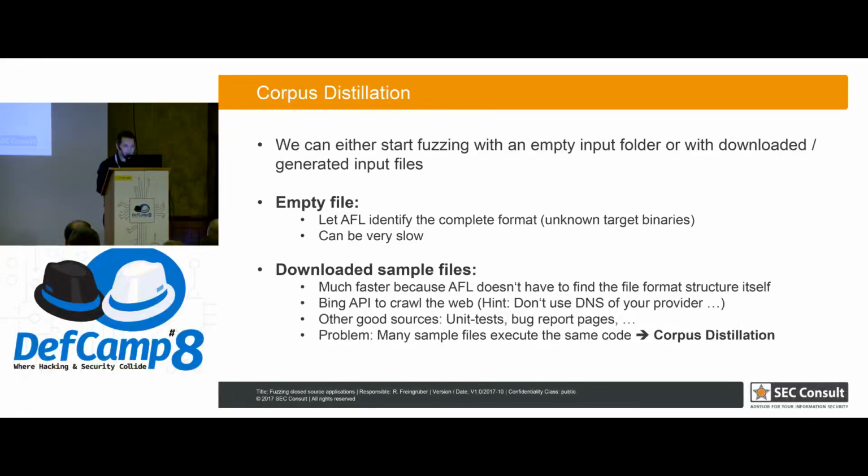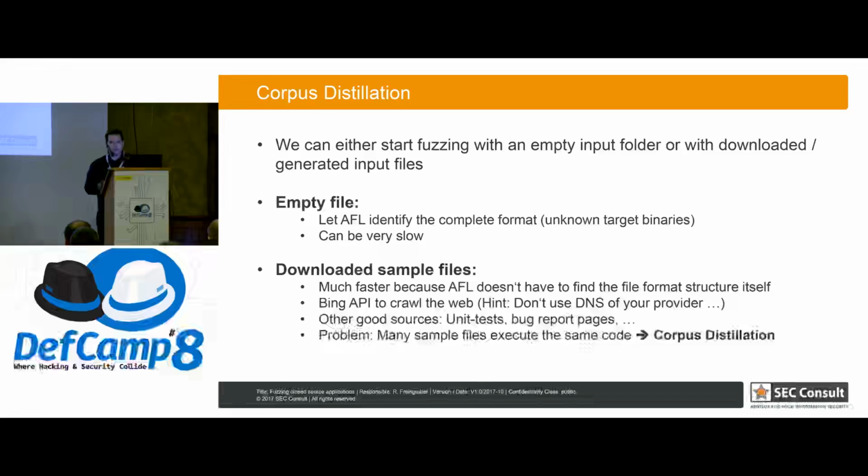Typically you can go to unit test pages or bug report pages to download sample files. Or you can just scrape the internet. You should change the DNS server every 6 hours or something like that, or you get blocked. So at the end, let's say you download 20 terabytes of PDF files.